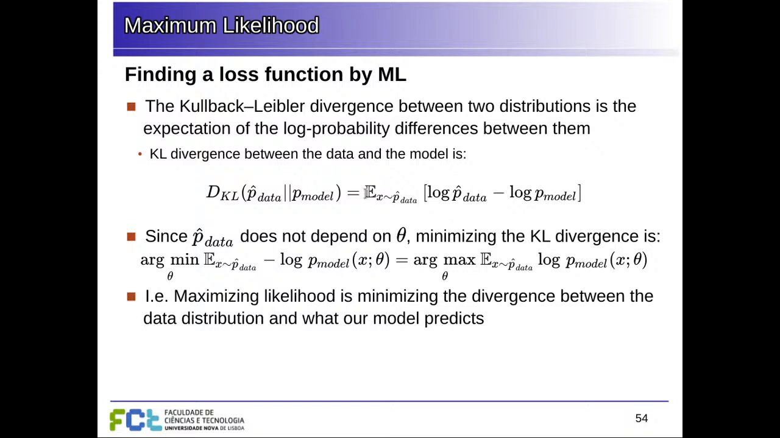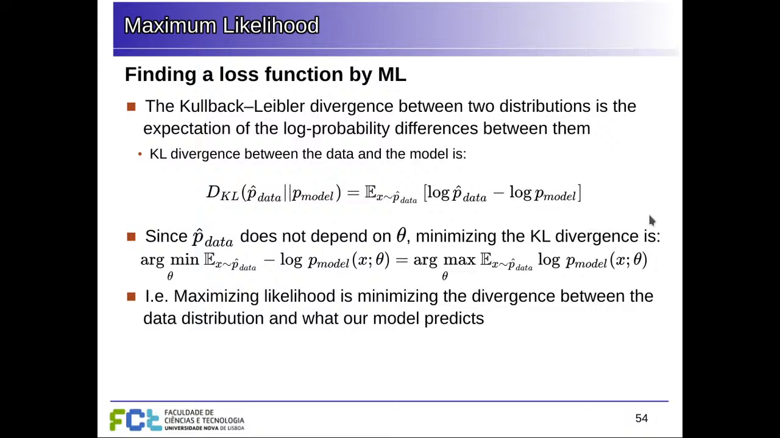So if we consider this to be a measure of the divergence between what our model is estimating and the way the data is actually distributed, we can see that trying to minimize this divergence is the same thing as trying to maximize this term here. Because this one is constant and this one has a minus sign, so we can just ignore this part and try to maximize this.